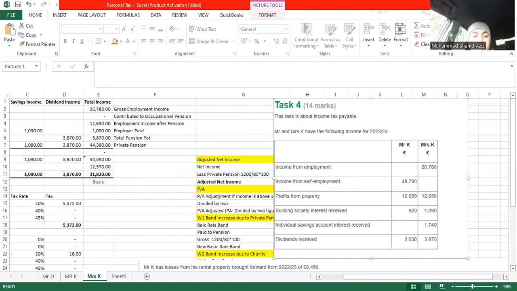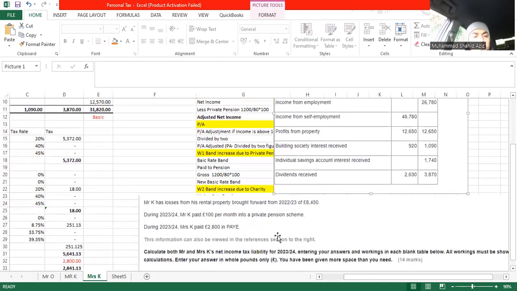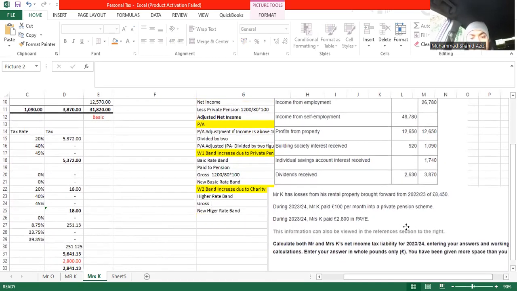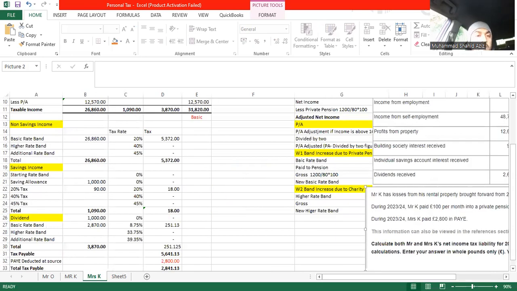Now we need to read the notes and see what they are saying. Mrs. K paid 2,800 in PAYE. There is nothing else said about Mrs. K, so it's a very simple example. Whatever tax we compute, we will take this 2,800 out from it.